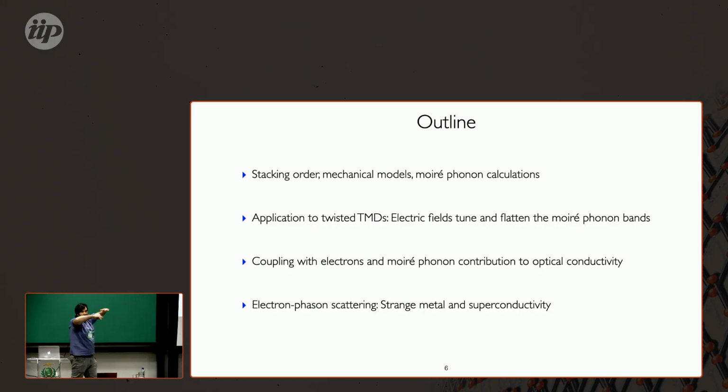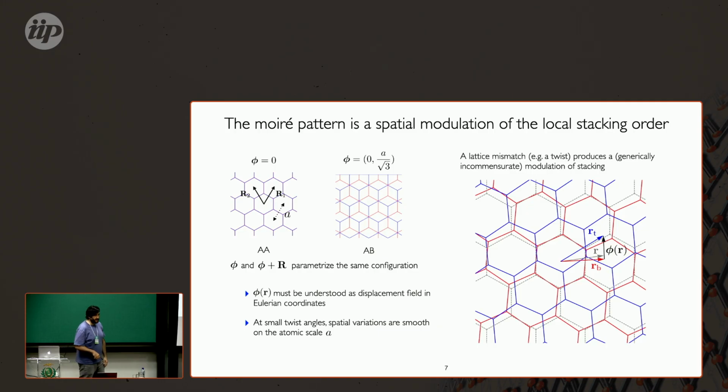Okay, so those were the highlights. This is the outline. First I'm going to spend some time discussing models, and I will describe this idea of stacking order and how we do the phonon calculations, just to introduce some language. Then I will do an application in twisted TMDs. I believe nobody discussed twisted TMDs so far. Probably tomorrow we'll have more talks. But it's interesting because, in the case of twisted TMDs, because they are polar, you can actually control the phonon dispersion with electric fields, which is pretty cool. Then I will discuss a minimal model of the coupling of these moiré phonons and phasons with electrons, and the calculation of the optical conductivity that I mentioned at the very beginning. I will probably spend most of my time discussing the electron-phason scattering problem. Please, I welcome questions anytime.